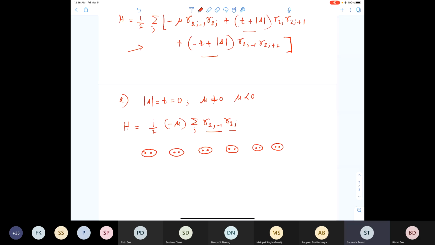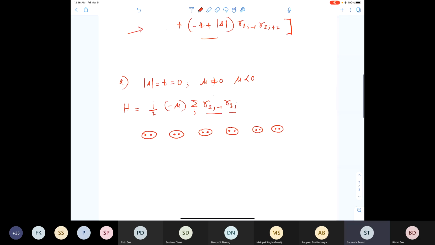And minus mu is greater than 0. So the Majorana fermions on each site are paired together on site, which forms a ground state with occupation number 0. Mu is positive, so minus mu is positive. Now let's look at the other extreme case, where I'm going to take mu equal to 0 and mod delta equal to t. And since it's mod delta, it's greater than 0.